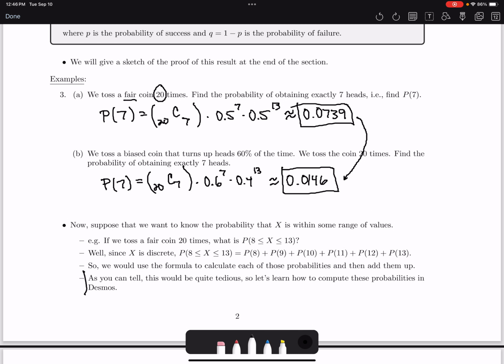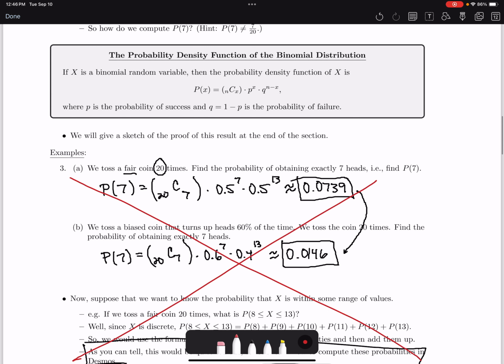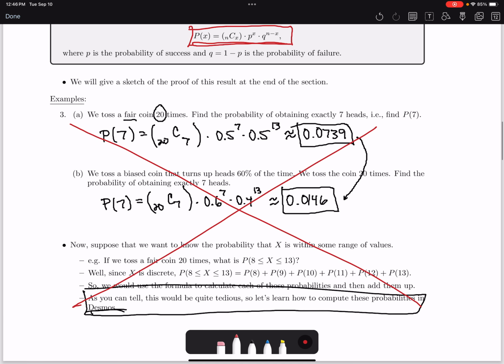What I'm going to show you is how to compute these probabilities in Desmos, okay? So we'll do this in Desmos. In fact, I really don't want you doing the probabilities this way. I gave you these examples to show you how to use this formula, because this formula is what Desmos is going to be using. But I really don't want you using it by hand. Just use Desmos. Just use Desmos, right?